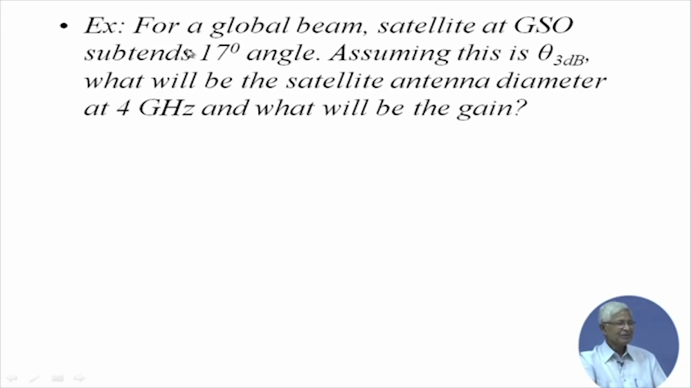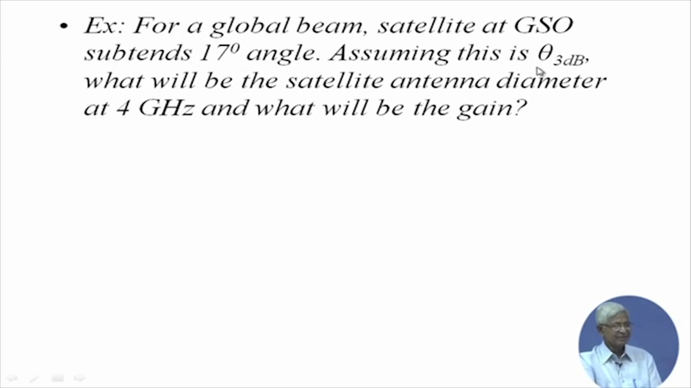Let us see, for a quick calculation, a global beam at the satellite at GSO subtends a 17 degree angle. You just recollect that in our orbit discussion we calculated 17.4 or some such angle, almost 17 degree angle, for the global beam.